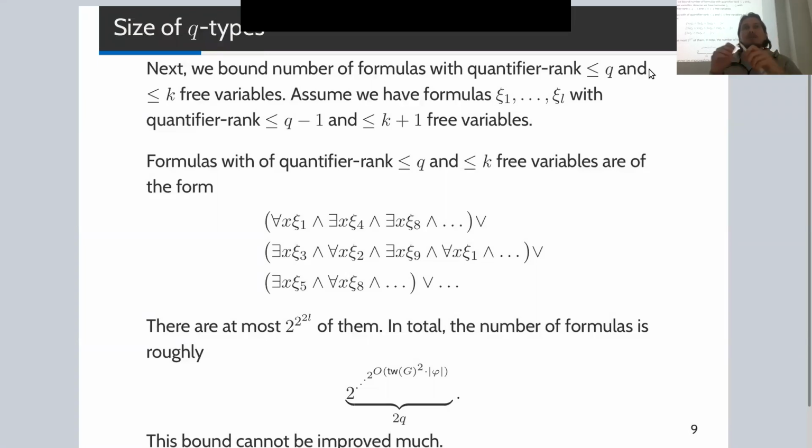But if our formula with quantifier rank q has at most tree width many free variables, then in the base case, the step 1 has tree width plus q free variables. And some stuff is swallowed in the O notation, I guess, hopefully. Okay. Maybe the exponents are not quite right, but I think this is roughly exact.